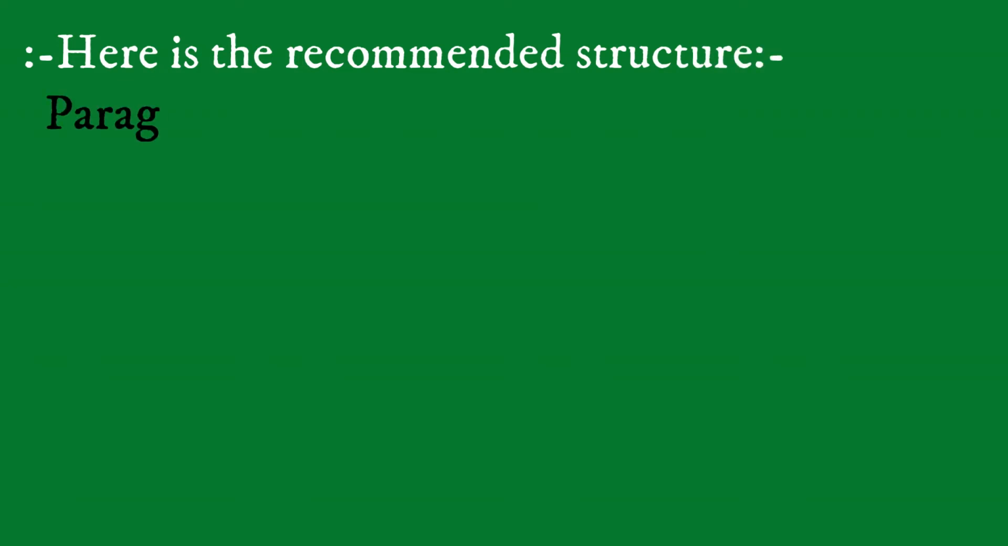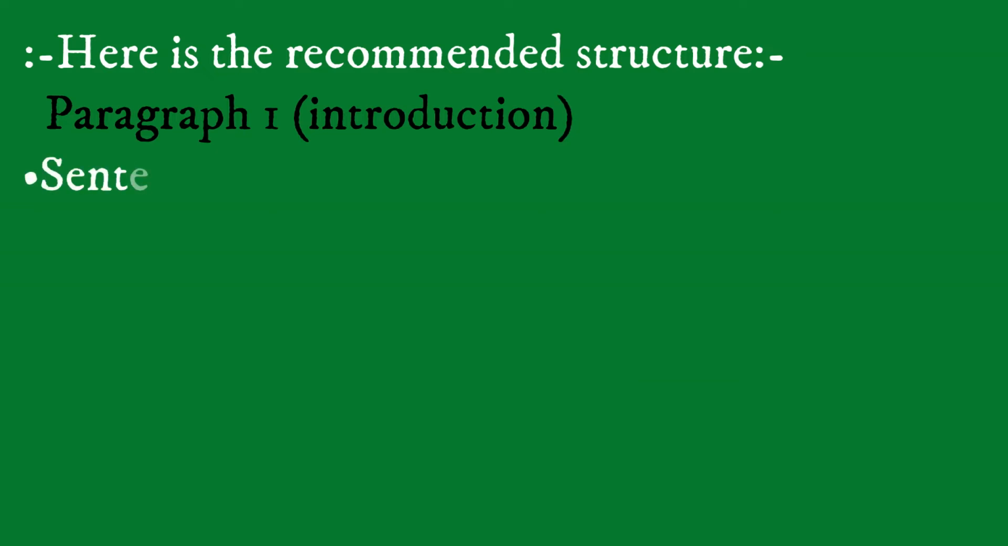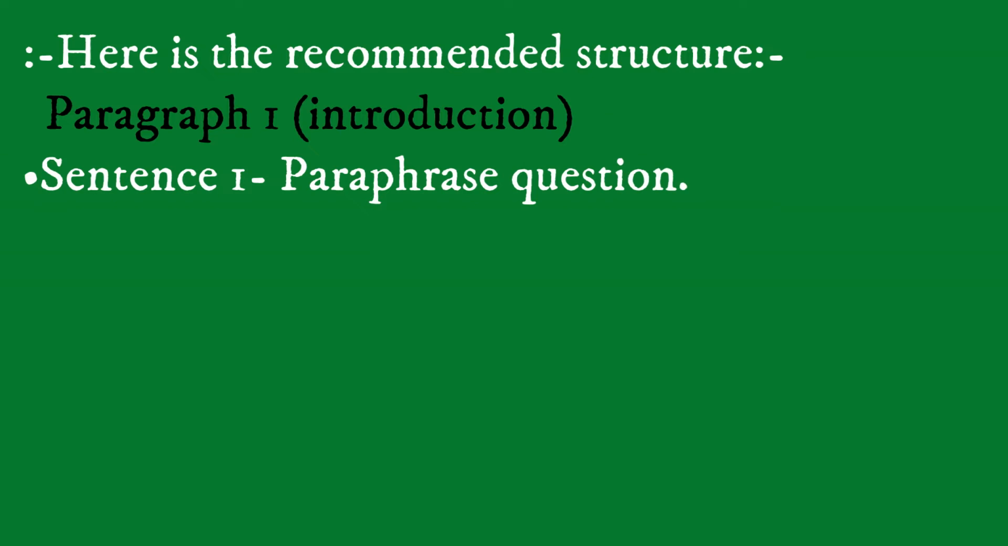Now, what should be the structure for IELTS academic task 1? Here is the recommended structure. You can write in 4 paragraphs. Paragraph 1 should be the introduction, in which you can just paraphrase the question. We will discuss this in detail in a later part of the video.